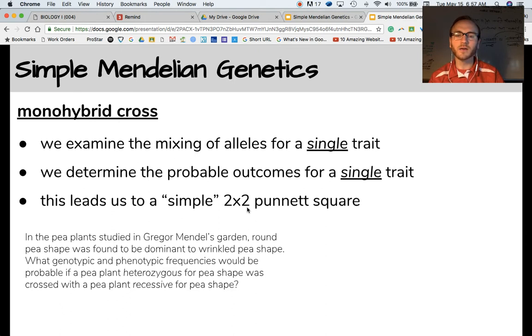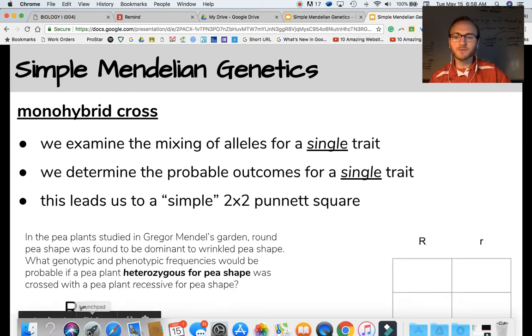And those terms were heterozygous, which tells us that the first set of alleles are going to look like this. They are different, meaning we have a dominant allele and a recessive allele for the gene in parent 1, and the dominant phenotype is what's going to show through in that individual. So that parent is actually going to have round peas.